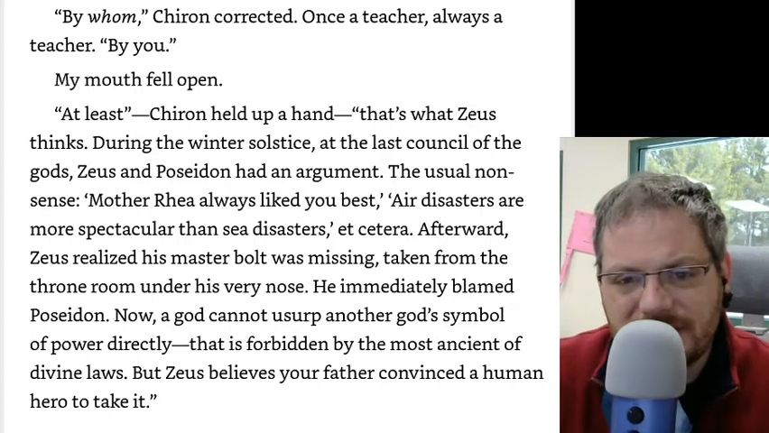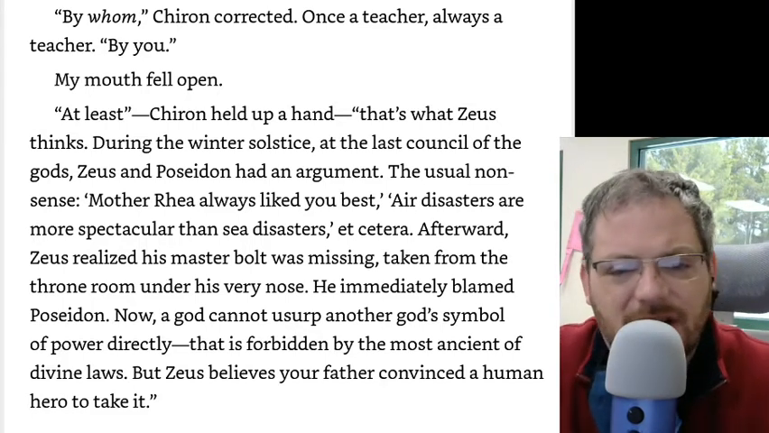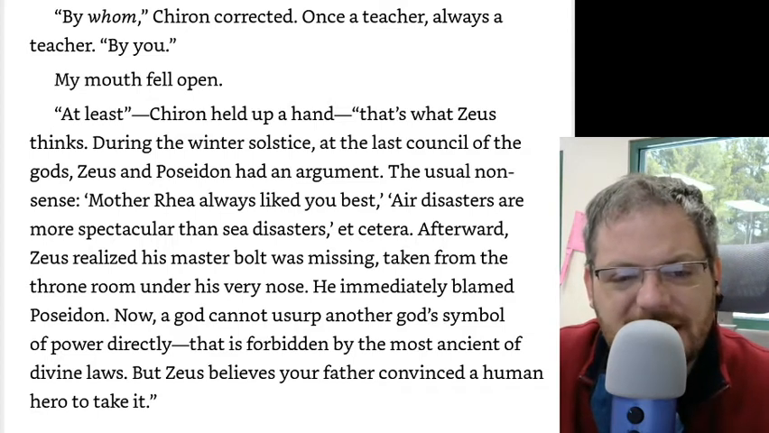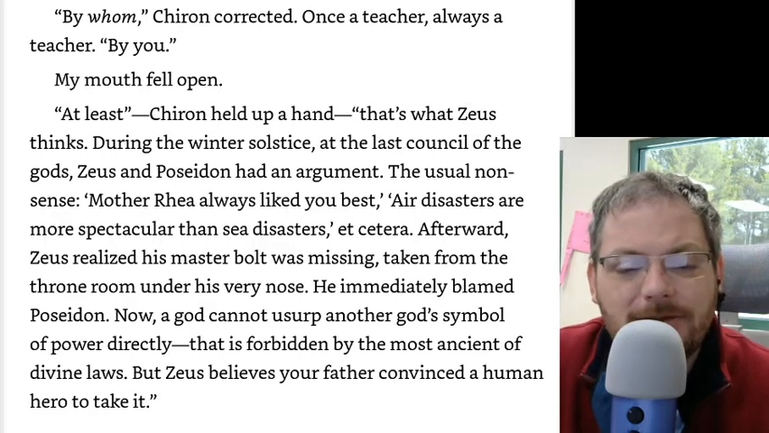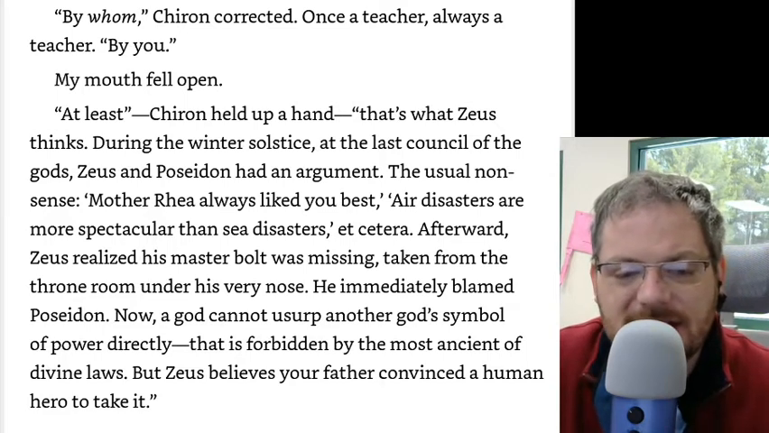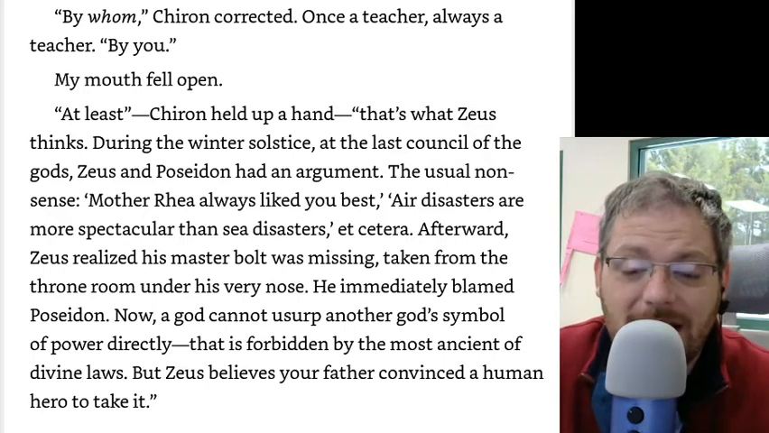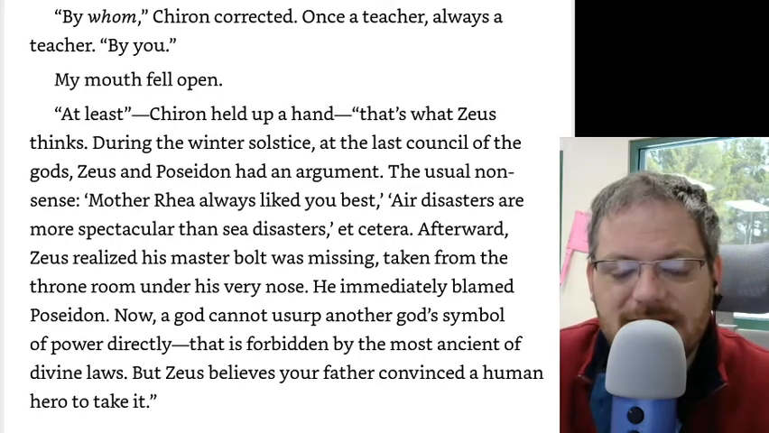"During the winter solstice, at the last council of the gods, Zeus and Poseidon had an argument. The usual nonsense. 'Mother Rhea always likes you best.' 'Air disasters are more spectacular than sea disasters,' et cetera. Afterward, Zeus realized his Master Bolt was missing, taken from the throne room right under his very nose. He immediately blamed Poseidon. Now, a god cannot usurp another god's symbol of power directly. That is forbidden by the most ancient of divine laws. But Zeus believes your father convinced a human hero to take it."